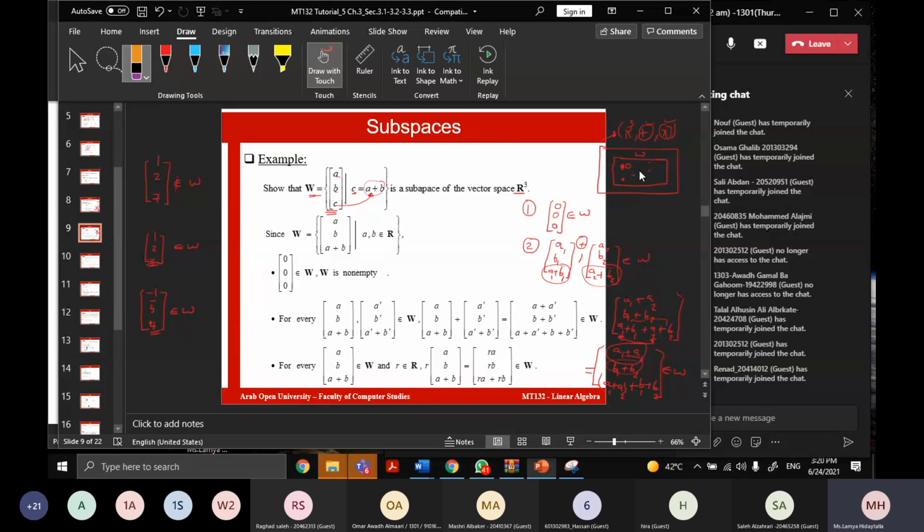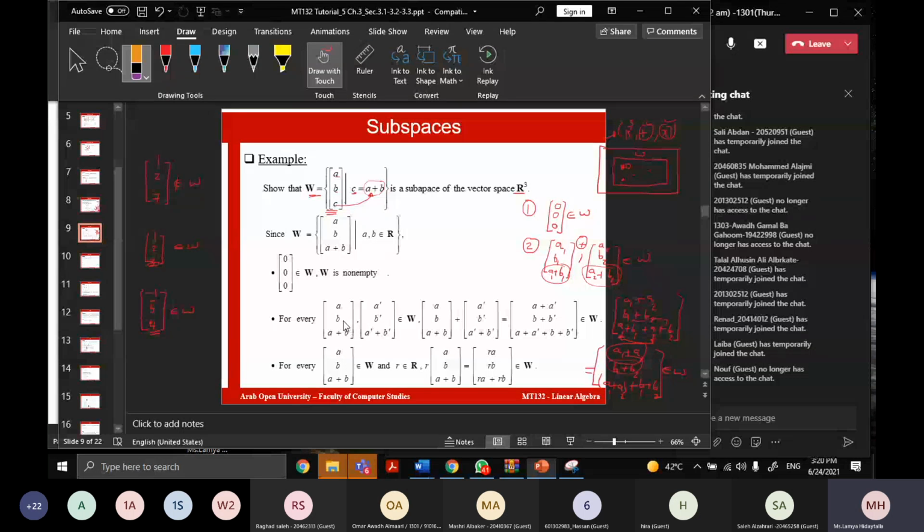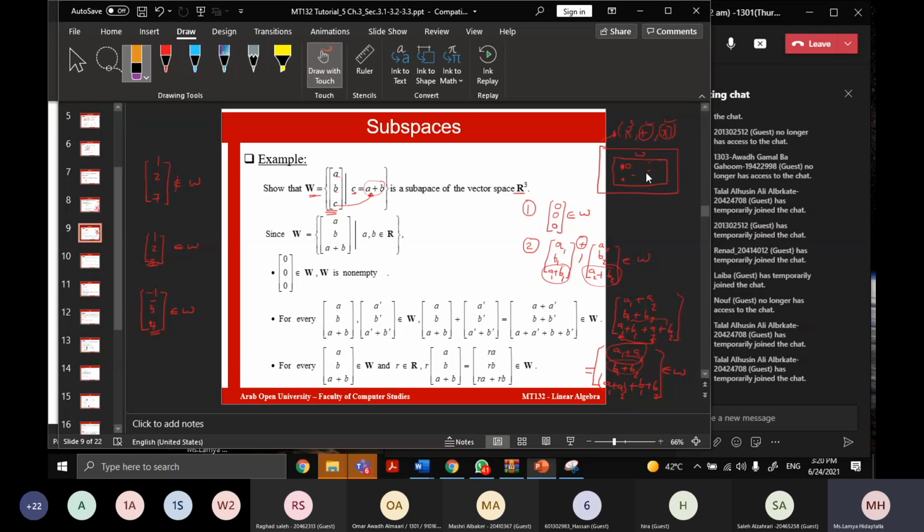And of course, this is for every element here. Why? Because I took these two elements arbitrarily, for any two elements from here, and I didn't take 1, 2, 3, for instance. Clear? You got the idea? When you want to prove, you have to prove it for any two vectors, arbitrary, like that. Clear?